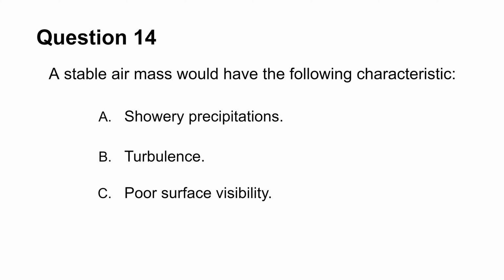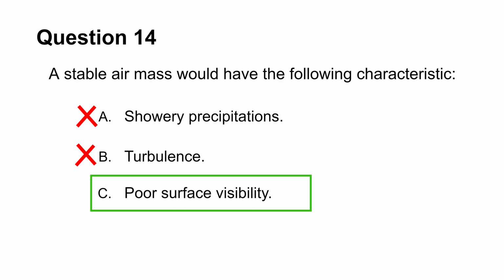Let's go over a few questions here. This question asks you to identify the characteristics of a stable air mass. We know that stable air is associated with steady precipitations and smooth, calm air. This rules out choice A and B. On the other hand, poor visibility is one of the characteristics of a stable air, making choice C the answer.